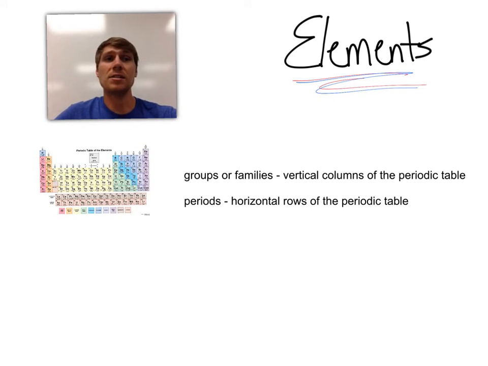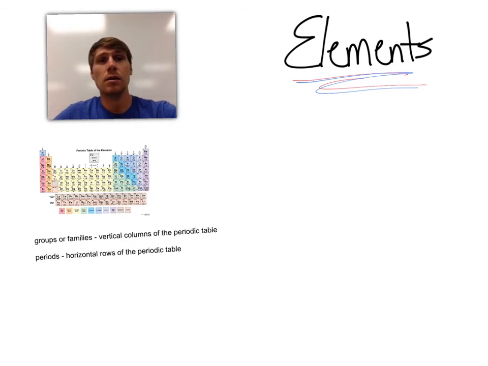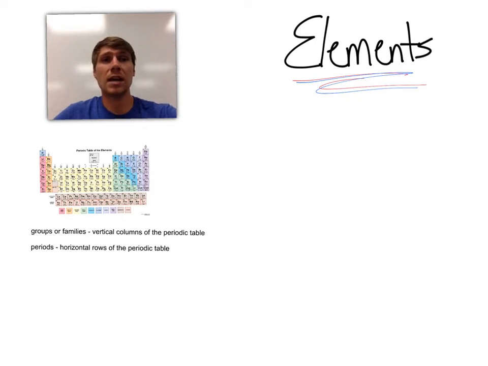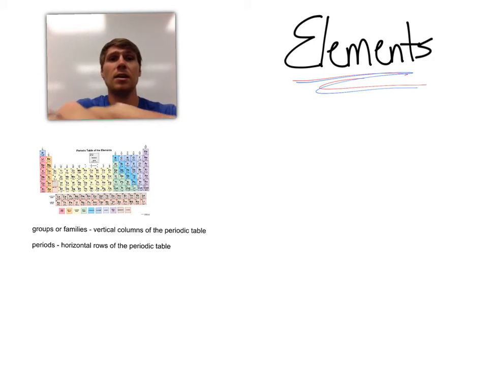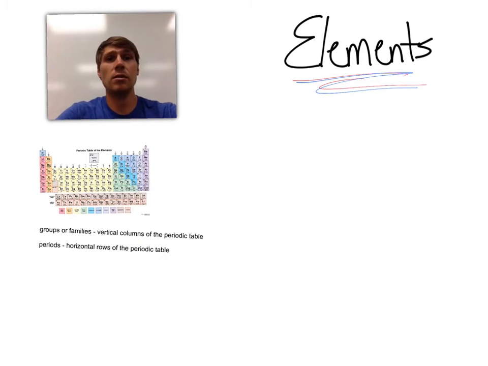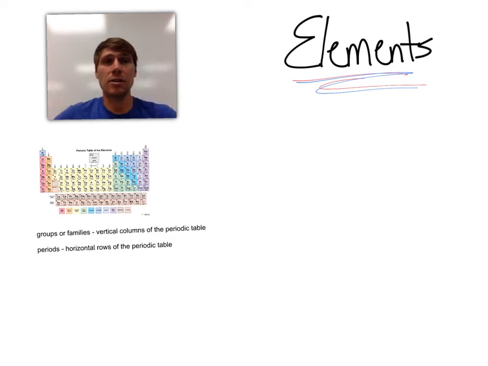So that's the group or family, and then the periods are the horizontal rows on the periodic table. The main thing here is that if elements are near each other in a row, they're similar. If they're not near each other, then the farther away we get, the more different they are. As an example, we have rubidium, right here on the left-hand side. It's going to have relatively similar properties to strontium, which is right next to it.